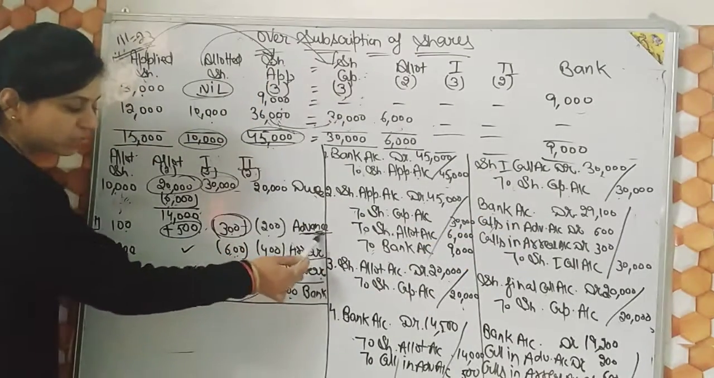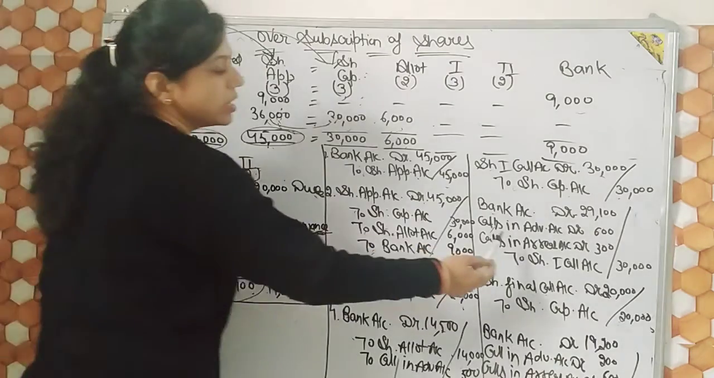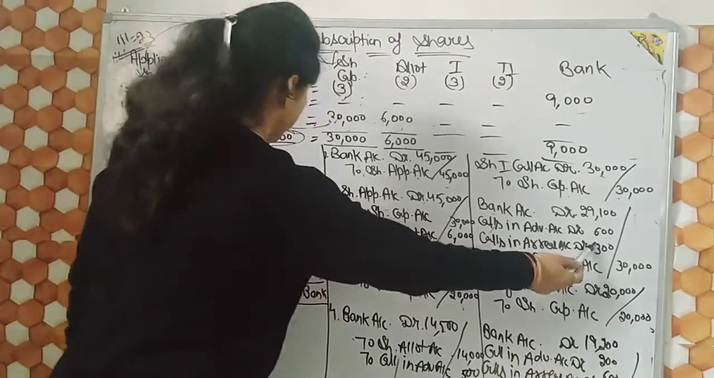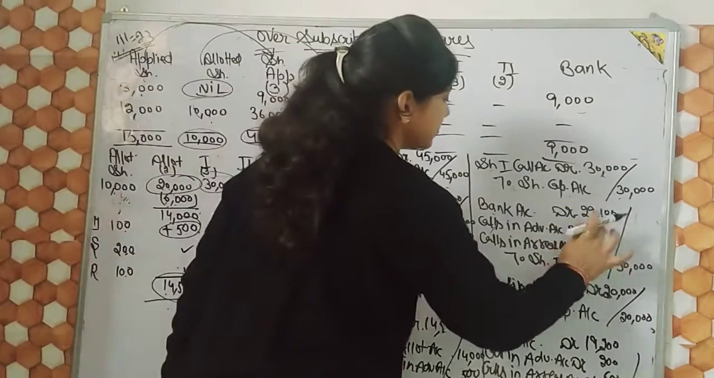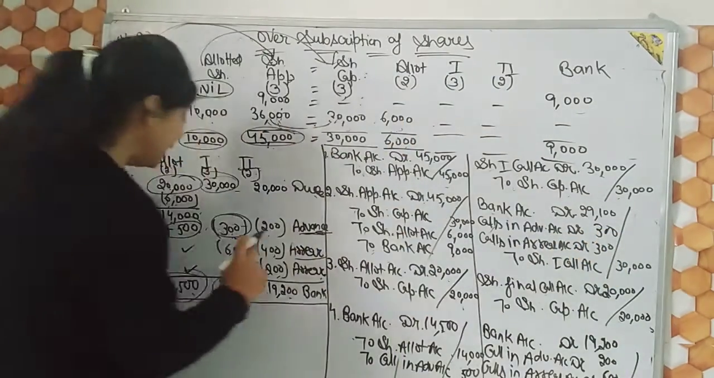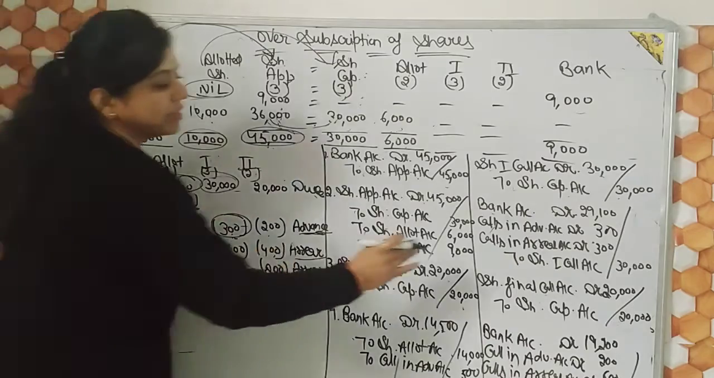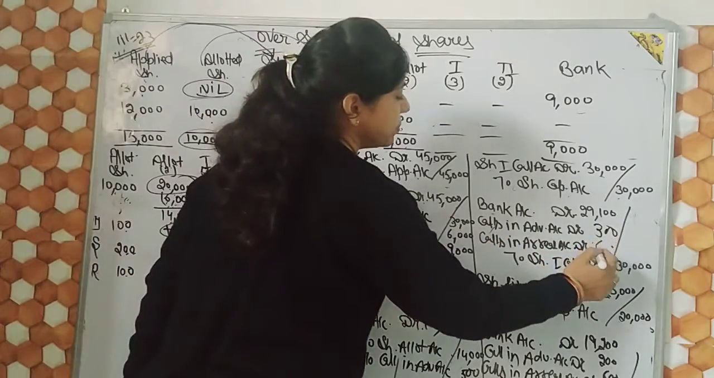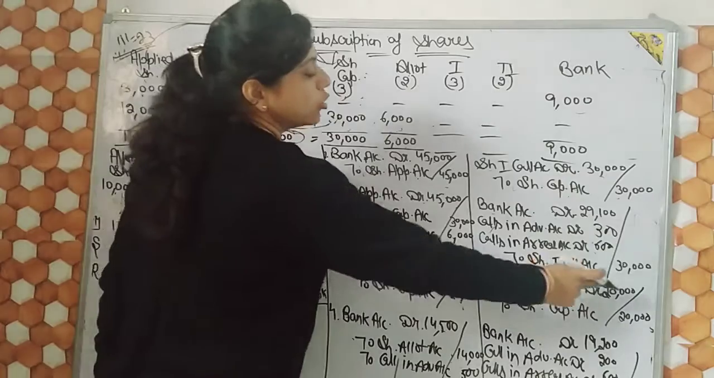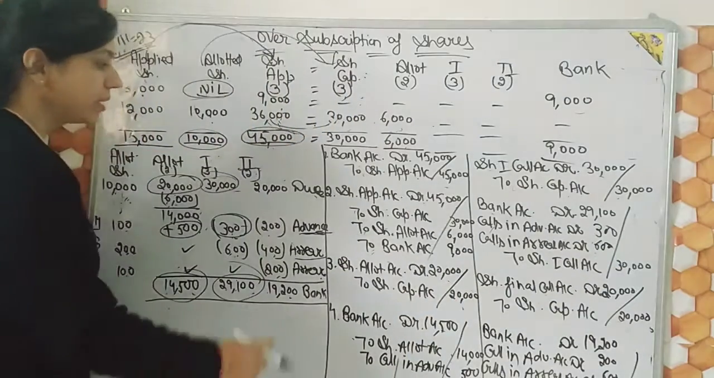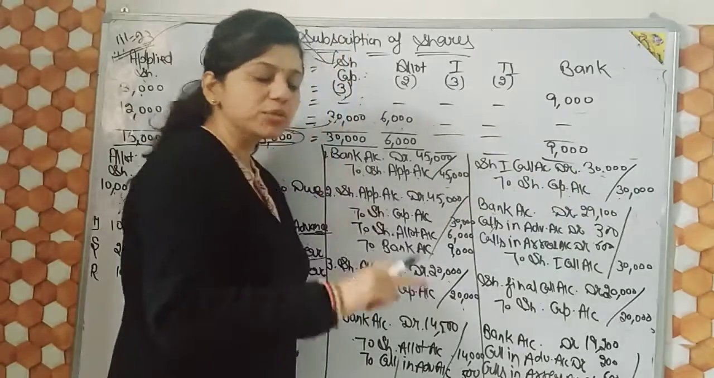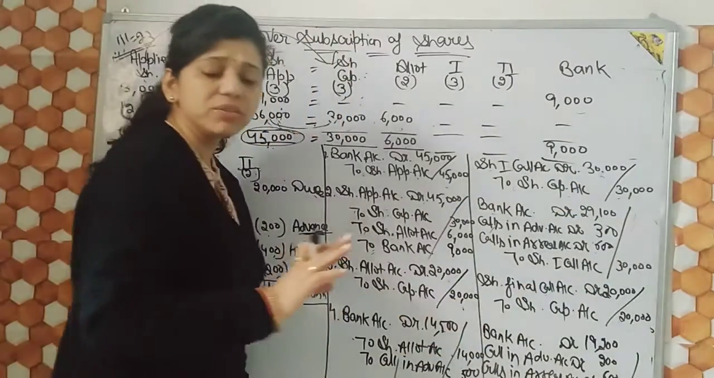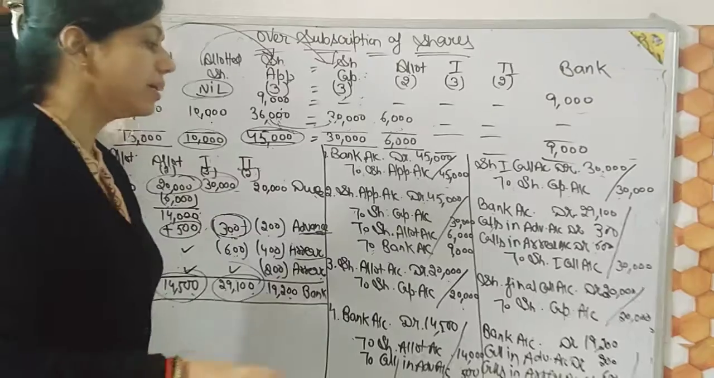In front of advance we have to write 300. So calls in advance should be debited with 300. And calls in arrear should be debited with 600. So total will be 30,000. As I told you, share first call is debited with 30,000. So it must be credited with 30,000. In this way, there is no chance of mistake.